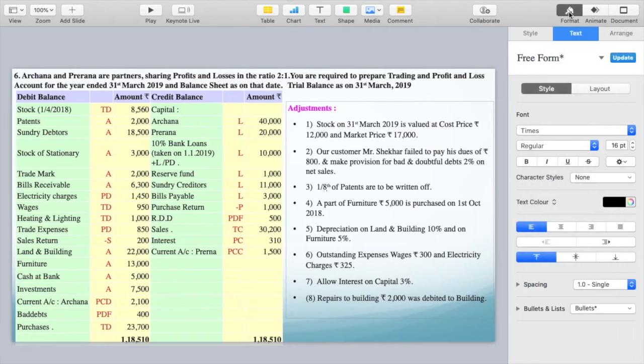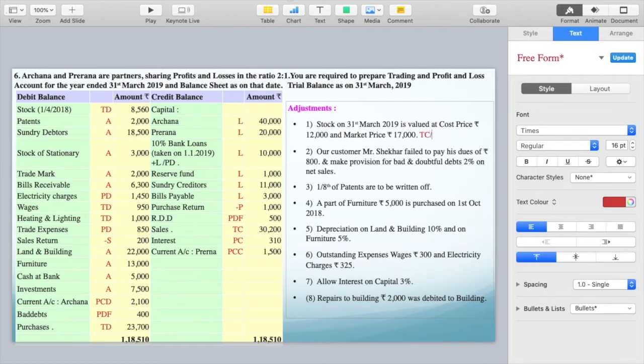Now first adjustment is stock on 31st March 2019 is valued at cost price 12,000 and market price is 17,000. Okay, so cost price or market price, whichever is less. So lesser value is 12,000. We'll consider the 12,000 value. So what will be the effect for the same?